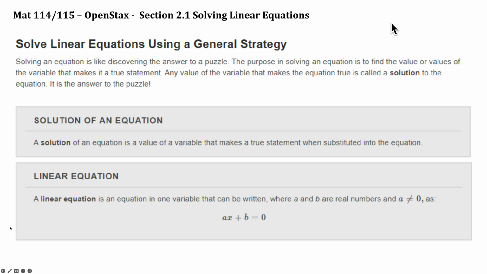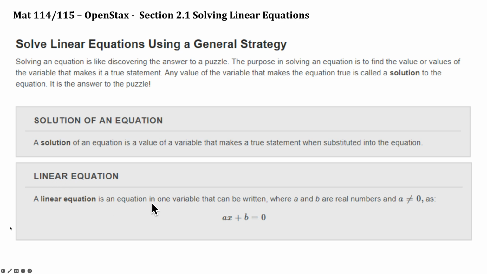Okay, welcome to section 2.1. We're going to be solving linear equations. So looking at a little vocabulary here, a solution of an equation is a value of a variable that makes a true statement when substituted into the equation. Again, calculator checking here for your work, so everything still is going to be gradable.